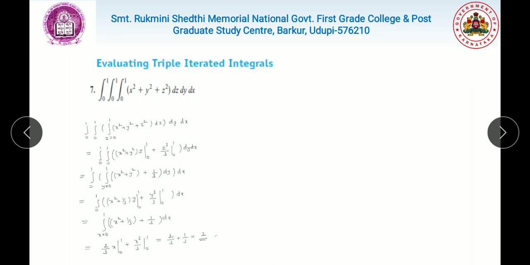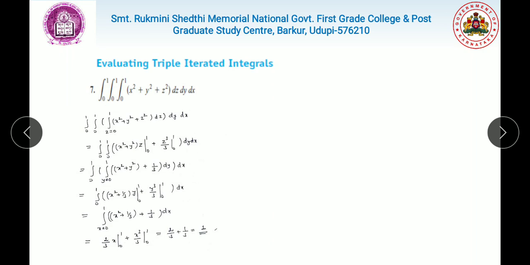Evaluate the following triple integrals by evaluating the iterated integrals. That is, apply Fubini's theorem to evaluate the following integrals. So I'll take the odd numbered questions from the reference book. So you have the 7th question here, the triple integral of x square plus y square plus z square. So the innermost variable is z here. So the limit for z is 0 to 1. The next variable is y, and the next and outermost variable is x.